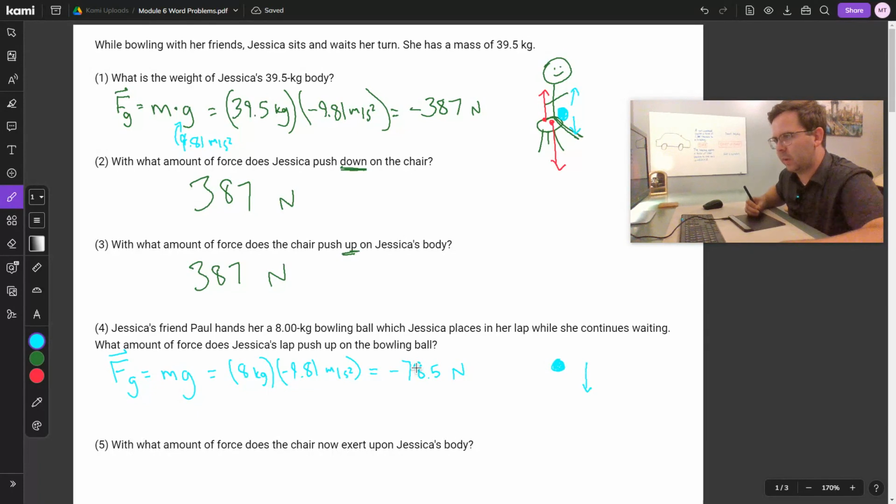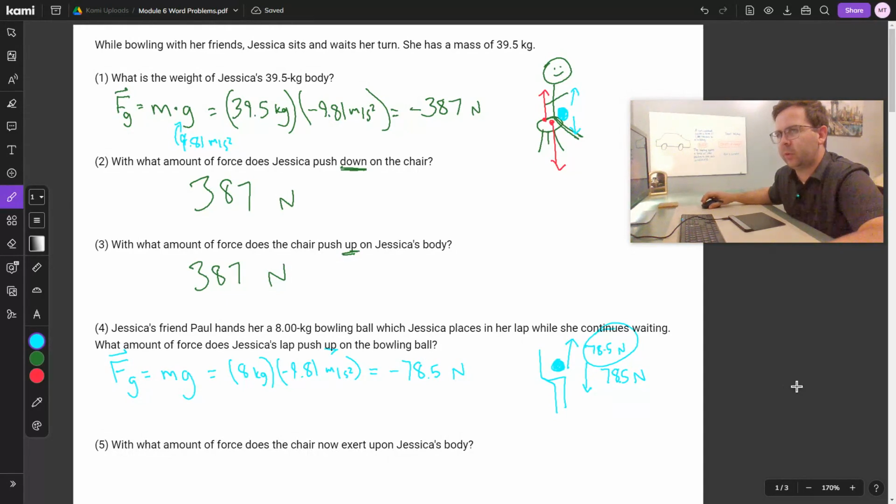So we found that force, 78.5 newtons. But the question asks, what amount of force does Jessica's lap push up on the bowling ball? And it's just going to be equal to that amount of force that we're pushing down with. So her lap is going to provide an upwards force of 78.5 newtons as well. So that is our answer here. It's just equal to the weight of the bowling ball.